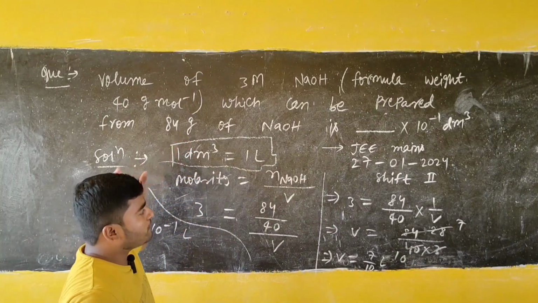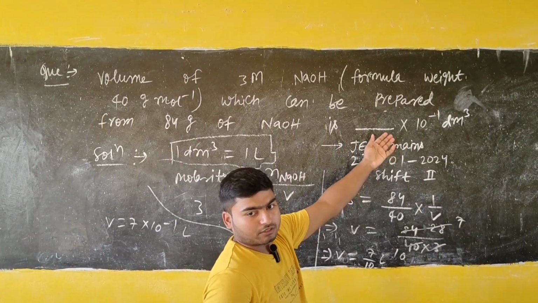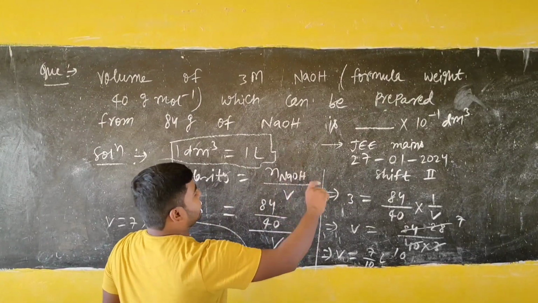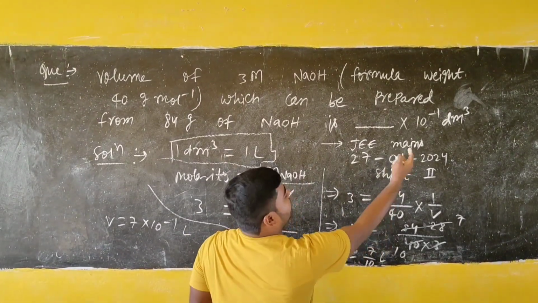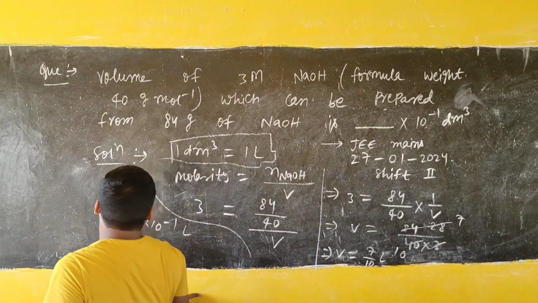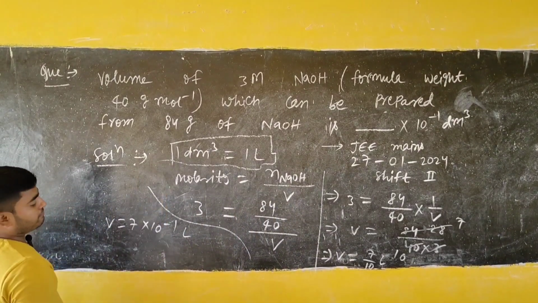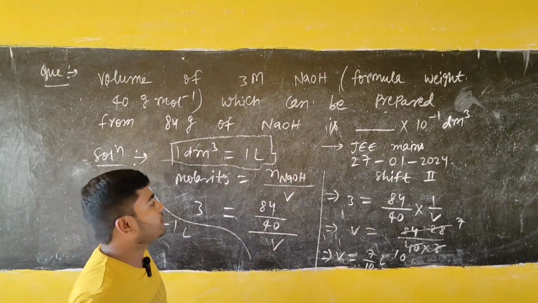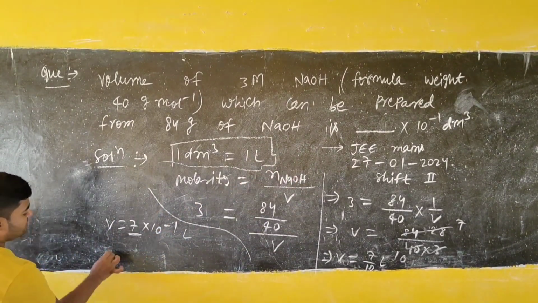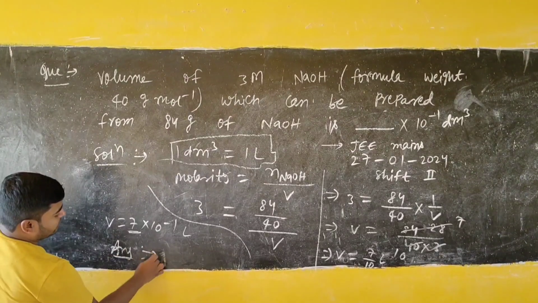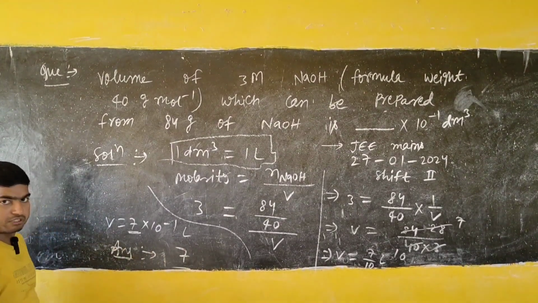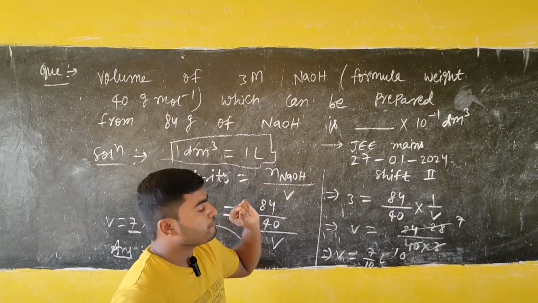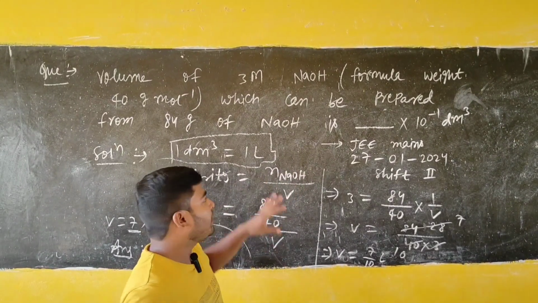So basically, they are asking in liters only. You have to find the volume of solution in liters, which is the same as decimeter cube. Since 10 to the power minus 1 and decimeter cube are given there, your required answer will be 7. This was a very easy question, and it was asked in JEE Mains on 27 January 2024 in the second shift. I hope you have understood this.